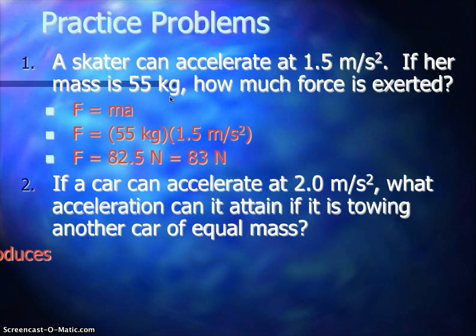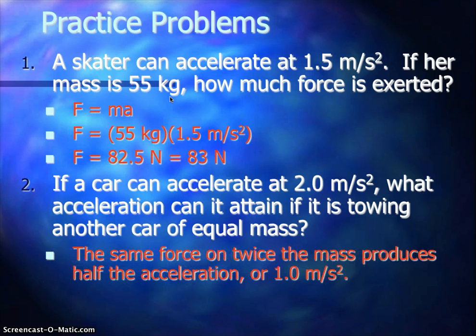If you double the mass, you will be able to determine that acceleration will be halved, since it's inversely proportional. So far so good. Same force on twice the mass produces half the acceleration, or 1.0 meters per second squared. Inversely proportional: double the mass, and you take half off of the acceleration.